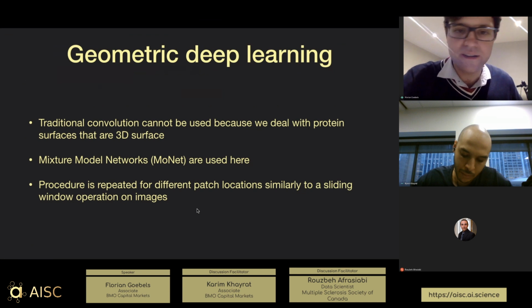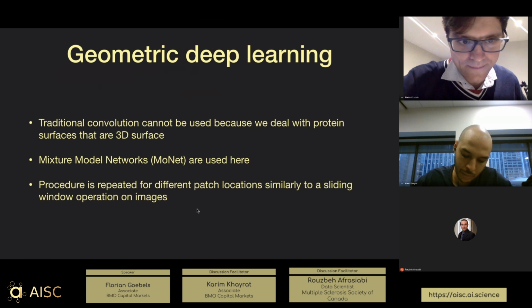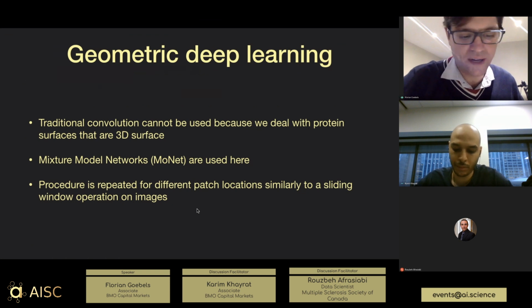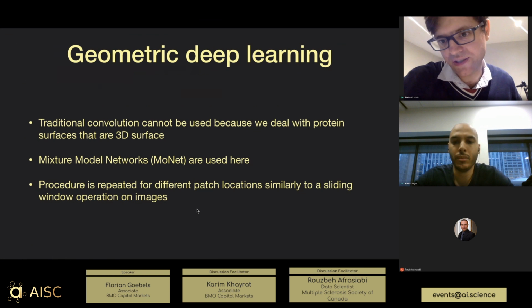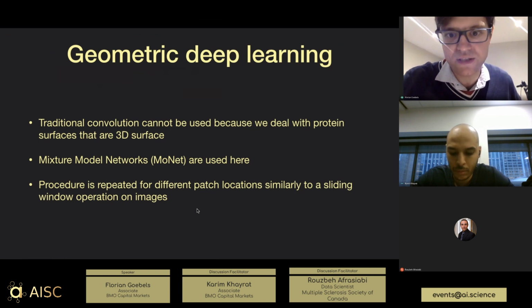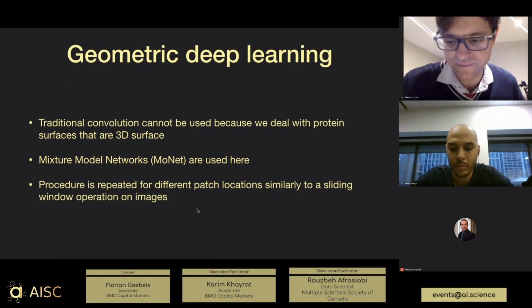So the neural network architecture they use here is from a previous paper they published, the so-called MoNets, that are mixture model networks. I'm going to describe in a little bit of detail now how this works. If you want to create the features for a patch, they do this kind of convolution for each node in the patch, or for different node locations in the patch. You can think of it a little like sliding across the patch with your convolutions.